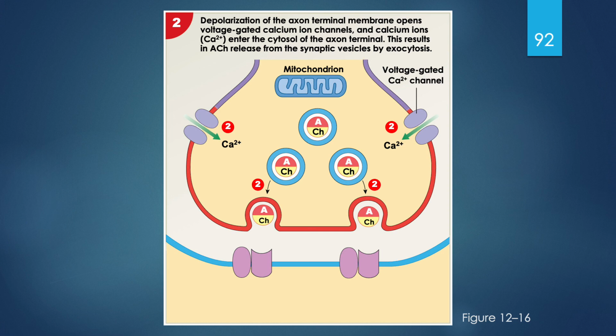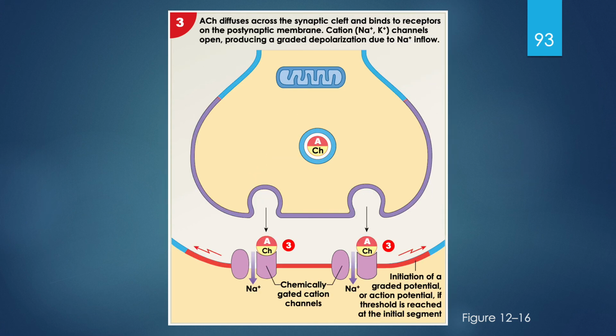All of this calcium coming in essentially makes the cell throw up. So it basically sends out all of its acetylcholine in all of those little synaptic vesicles by exocytosis. You can see those little vesicles at the very bottom of the presynaptic membrane, and they're labeled ACh. Once the acetylcholine has been spit out from the presynaptic cell, it's going to diffuse across the space between the two cells, which is called the synaptic cleft, and it's going to bind to receptors on the postsynaptic membrane.